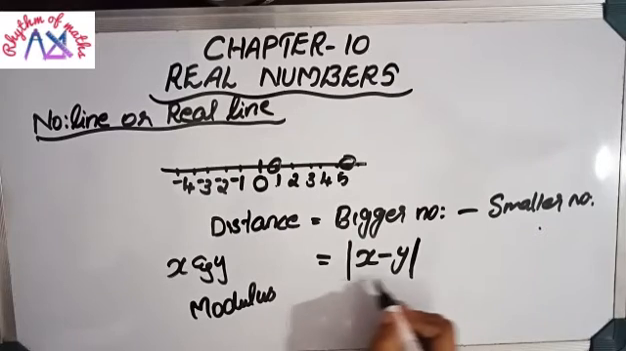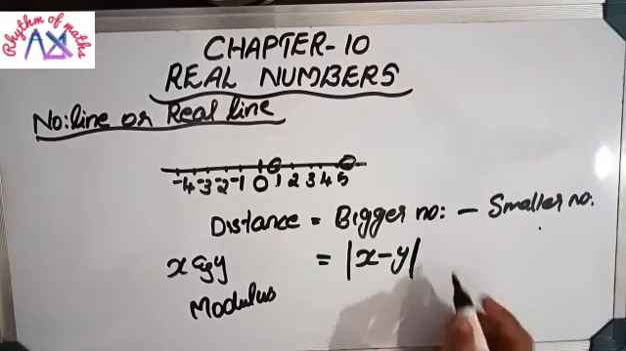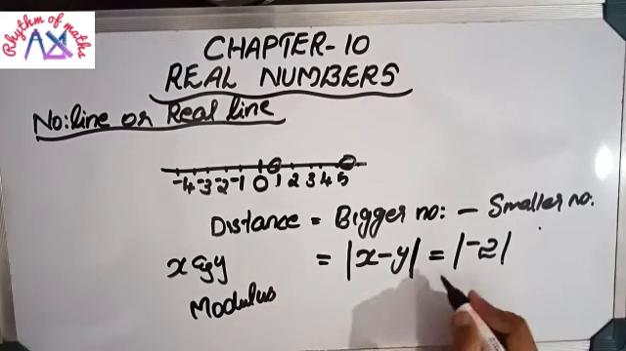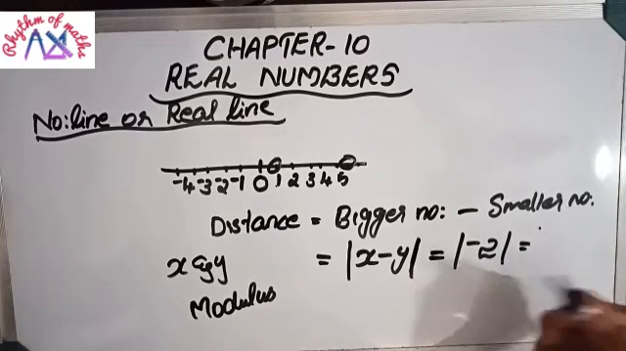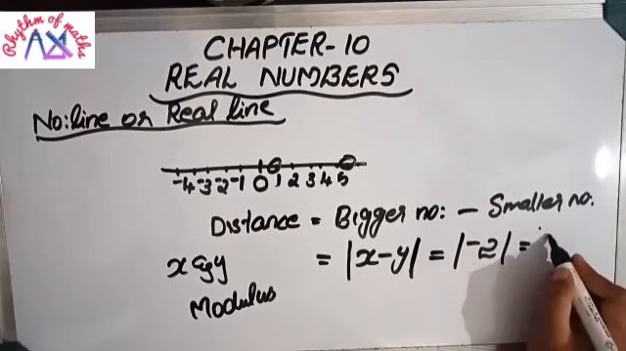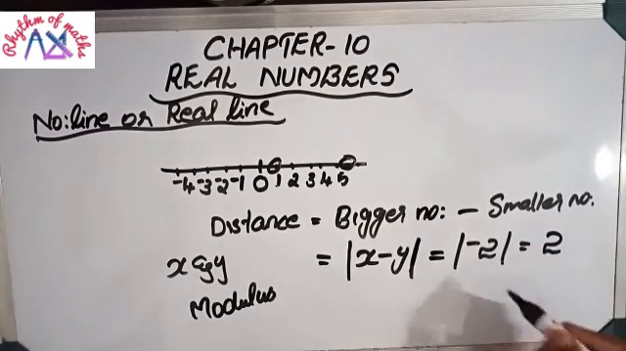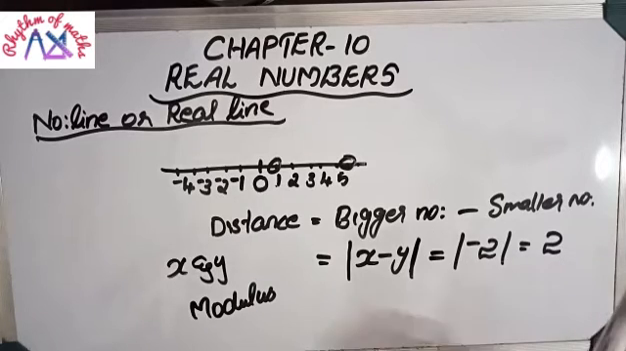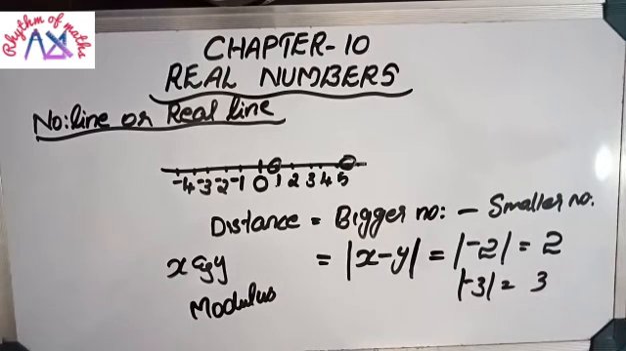The speciality of this one is no need to find the bigger or smaller number. From any number you can subtract. Now suppose the answer is minus 2, that is, modulus of minus 2. When you take this number outside the modulus, you have to write the answer as a positive number. No need to write the sign. All the numbers inside the modulus, when it comes outside, the number will be positive. Modulus of minus 2 is 2 itself. Similarly, modulus of minus 3 is 3. Like this you can write.